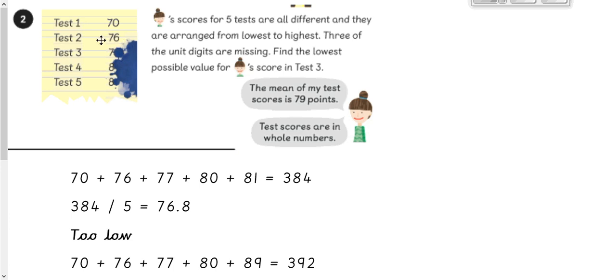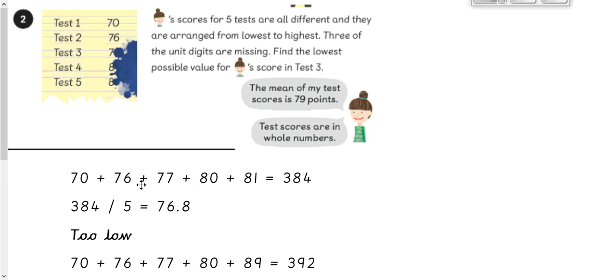76 is here. Test 3, if it goes in ascending order, cannot be lower than 76, and it has to be all different scores, so it cannot actually be 76 either. So the next number it can be is 77. So I really want it to be 77. I'm going to try and make it 77.